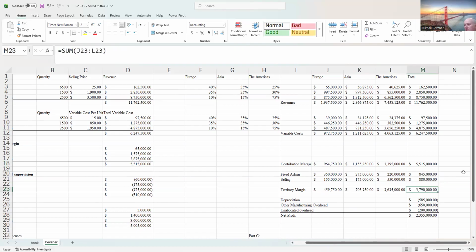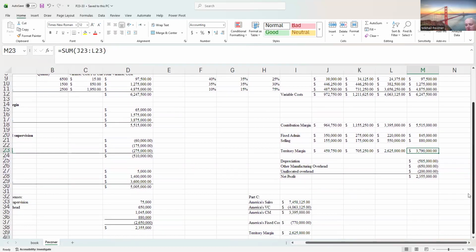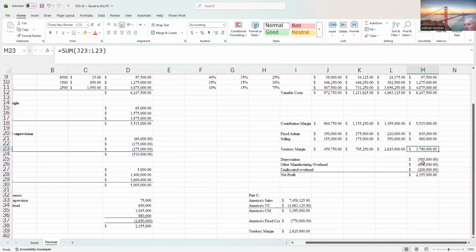Then some of the costs are still remaining to be allocated, remember, to get to net income. For example, depreciation, we don't allocate by territory. We're not told how to allocate it, so we're just going to treat it as a common cost. Other fixed manufacturing overhead is also given, not allocated by territory. Maybe it's like the CEO's office or the corporate headquarters. You don't want to put it on a particular territory. It's not fair because it's a common corporate cost. And then some other unallocated overhead.